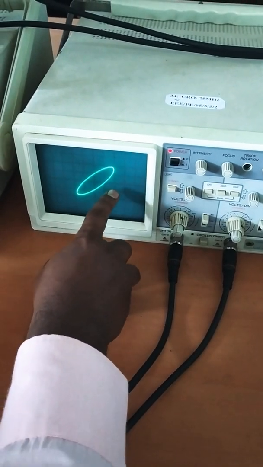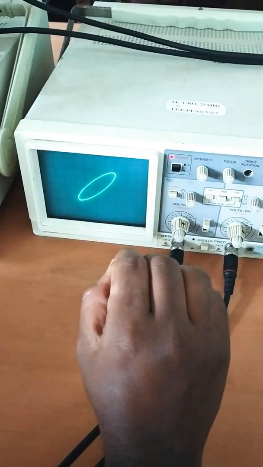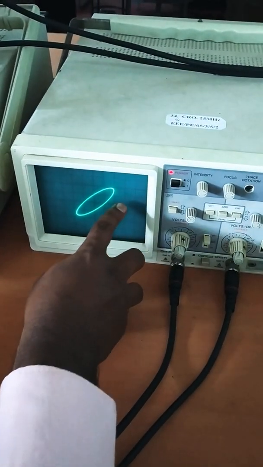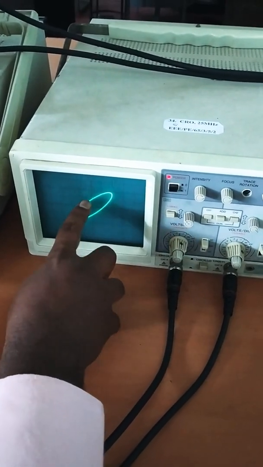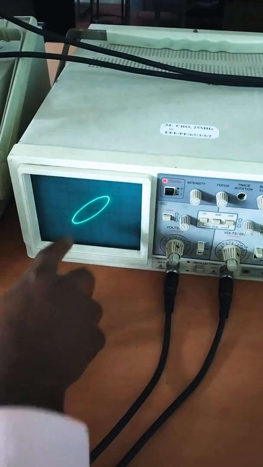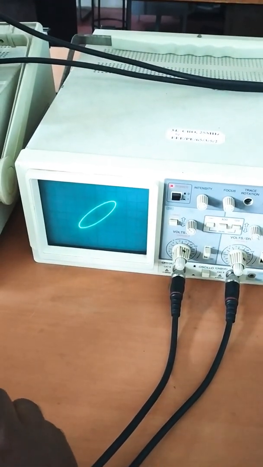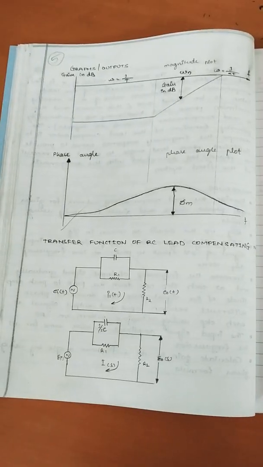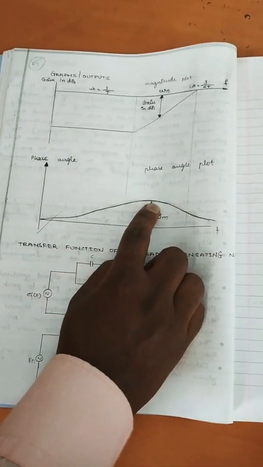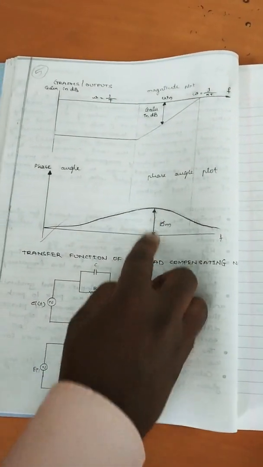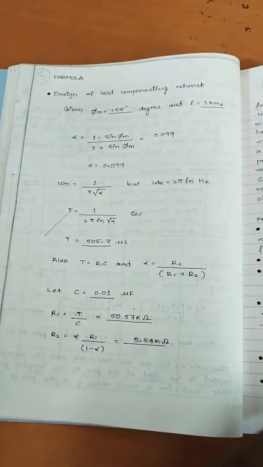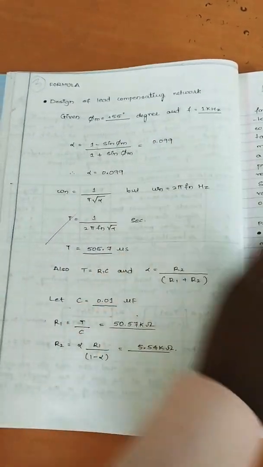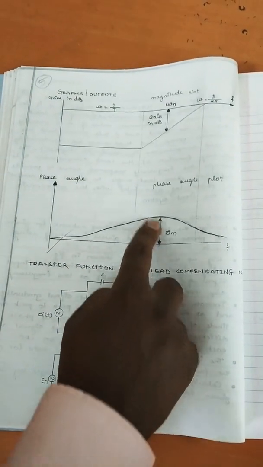A is 4: 1, 2, 3, 4. A small division indicates 0.2, so one whole block will be 1. Totally 4 divisions are there, so A is 4, and B is 1.2. Sin inverse of B by A, if you calculate, you will get 53 point something. So phi m for 1 kilohertz you will get 53. In the design part we took phi m equal to 55 for 1 kilohertz, so similarly for 1 kilohertz you should get nearer to 55.